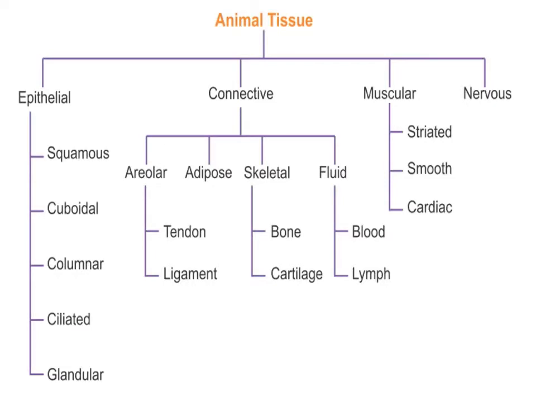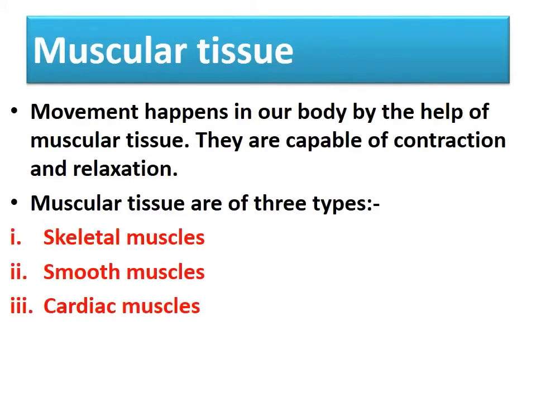Here you can see the complete flow chart of different types of animal tissues. Epithelial tissue is of these 5 types: squamous, cuboidal, columnar, ciliated and glandular. Connective tissue is of 4 types: areolar, adipose, skeletal and fluid. And then muscular tissue is of 3 types: striated, smooth and cardiac. In this video lecture we will learn about striated muscular tissue.